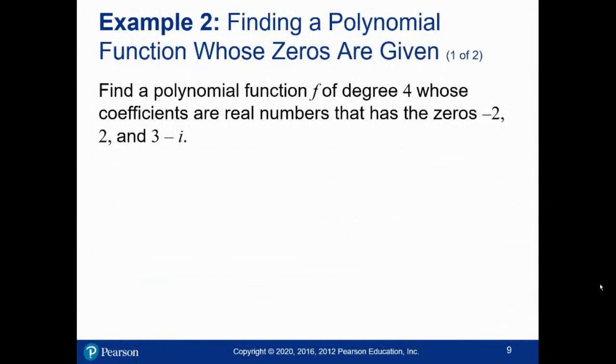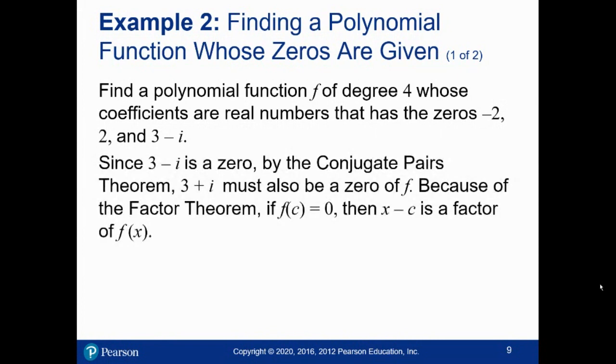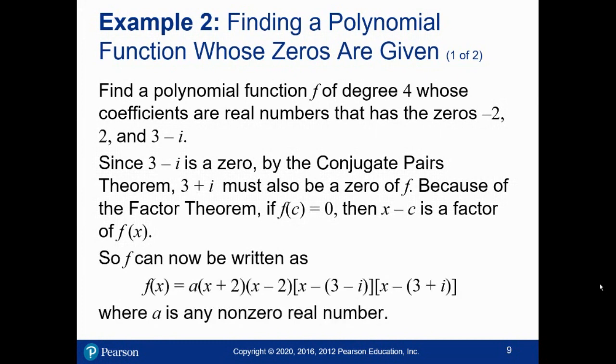So can you find a polynomial of degree 4 with the following zeros? Negative 2, 2, and 3 minus i. Okay, I'll pause. Go ahead. Well, 3 minus i is a 0, and since we were specifying that we had to have coefficients be real numbers, the conjugate pair theorem kicks in and says, therefore, 3 plus i is a 0. Therefore, I can take all of these 4 roots, and since I'm a degree 4 polynomial, that's all of them, and turn them into factors.